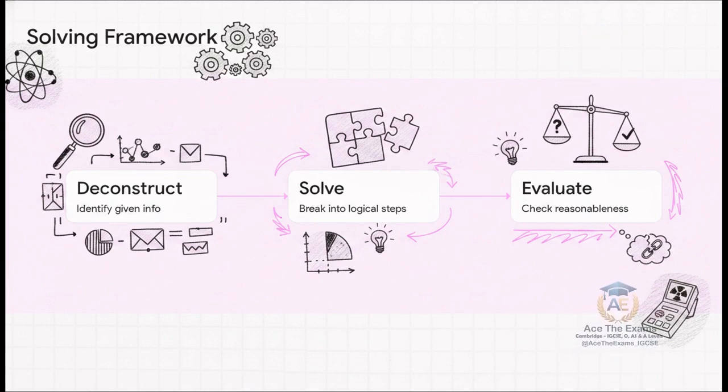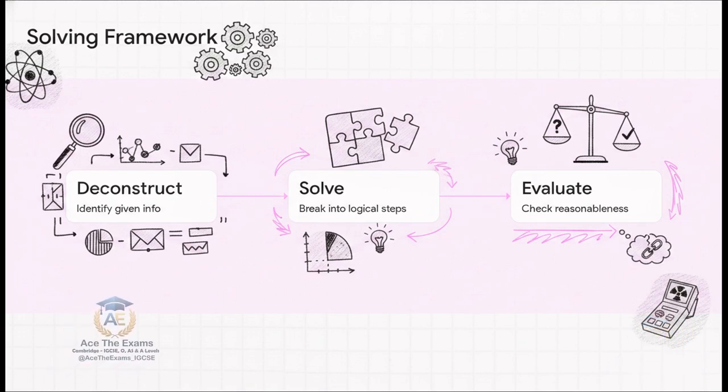Imagine you're looking at a massive, complex half-life data chart. Step 1 is to deconstruct. Scan that data and extract only the relevant given information. Step 2 is solve. Break the problem into logical, bite-sized mathematical steps. And step 3, evaluate. Listen, this is the absolute hallmark of a top-tier student. Check your answer for reasonableness.